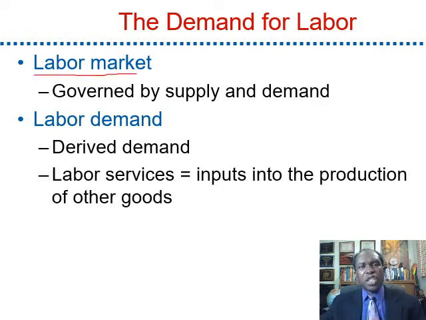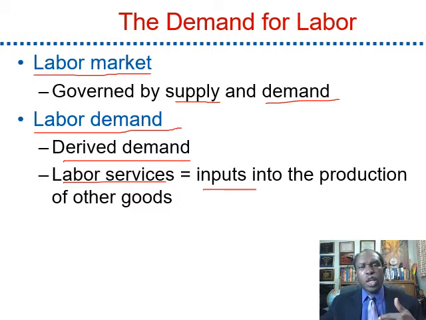So the labor market is also known as the job market. Like any market, the labor market consists of buyers and sellers. The sellers are the suppliers, who are the workers or the people looking for jobs. The buyers are the consumers or businesses who are going to hire the people looking for jobs. Labor demand is a derived demand and it consists of labor services. Labor services are the input into the production of other goods.